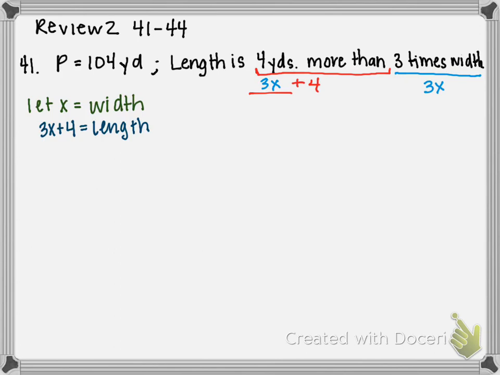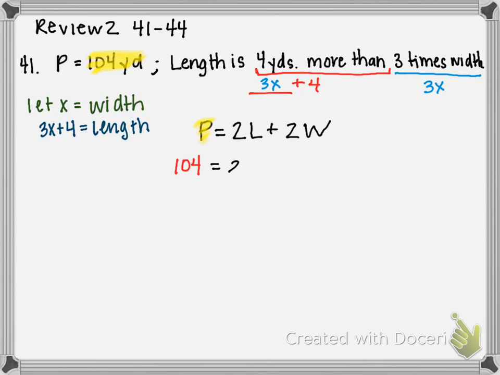So let me give you that perimeter formula. Perimeter of a rectangle, P equals 2L plus 2W, and now we're going to start plugging things in. So P we know is 104 yards. So we're going to replace that P with a 104.